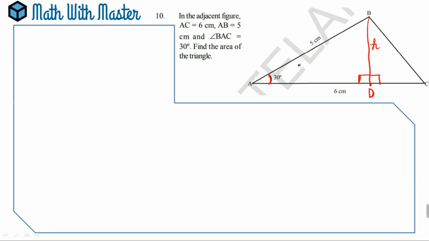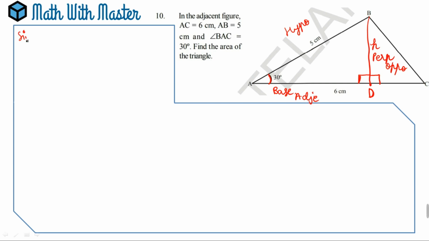So for angle A, BD is perpendicular or opposite, AB is the hypotenuse, and AD is base or adjacent. So now we know we want the perpendicular value, and we know the hypotenuse value. So what is perpendicular upon hypotenuse? Sin theta. What is hypotenuse upon perpendicular? It is cosec theta. So we can use both trigonometric ratios to solve this question.